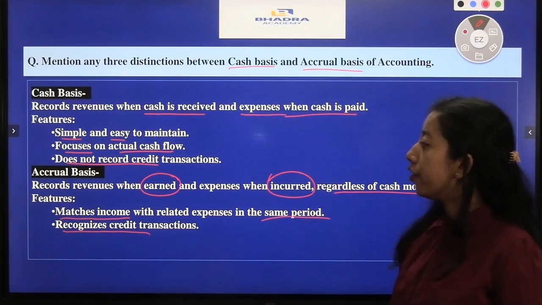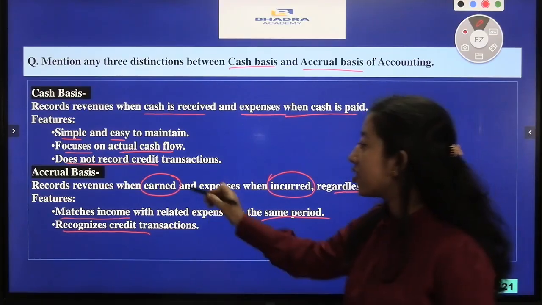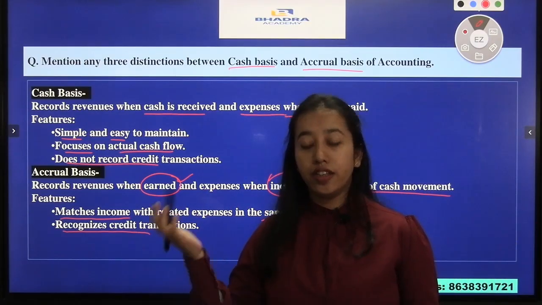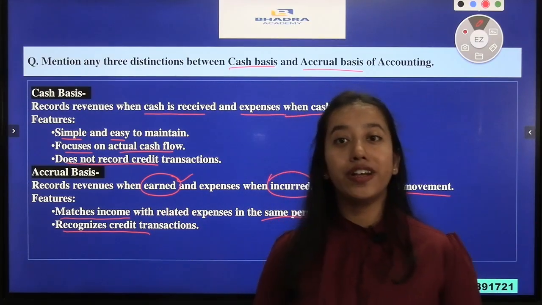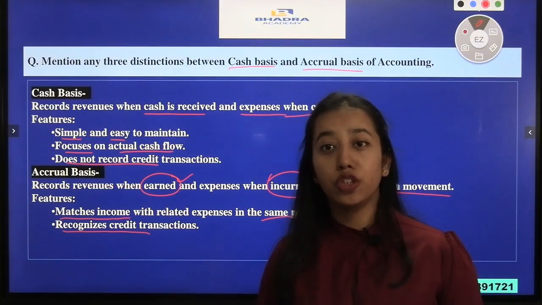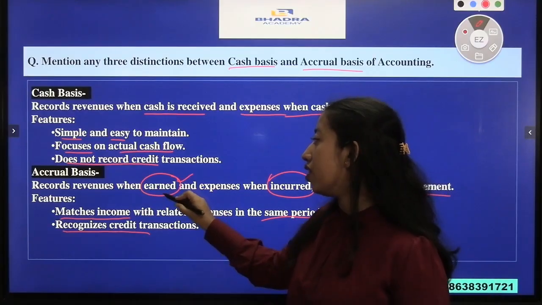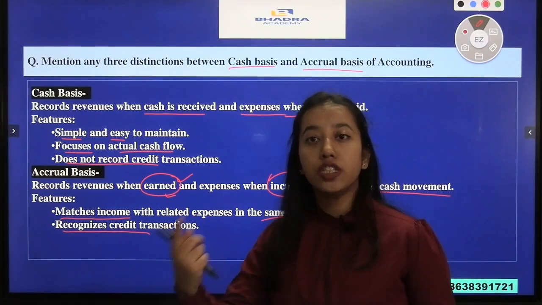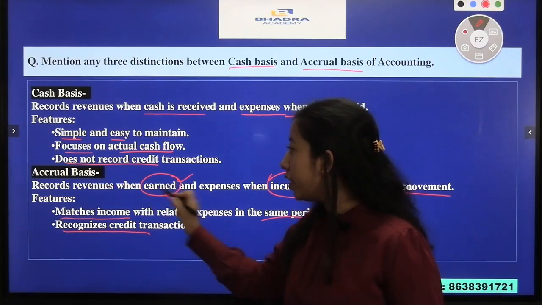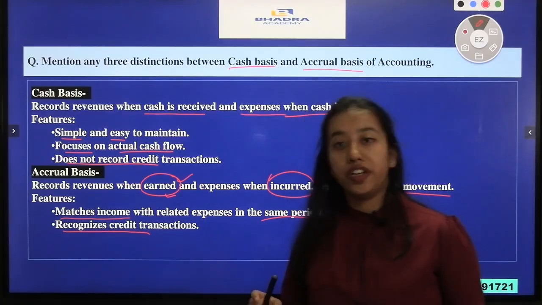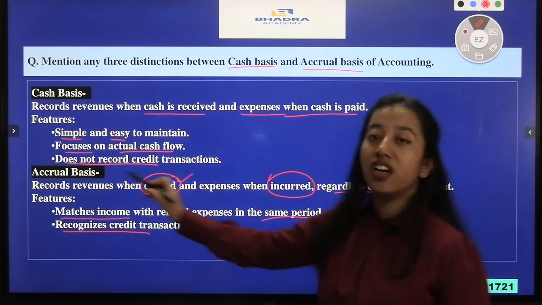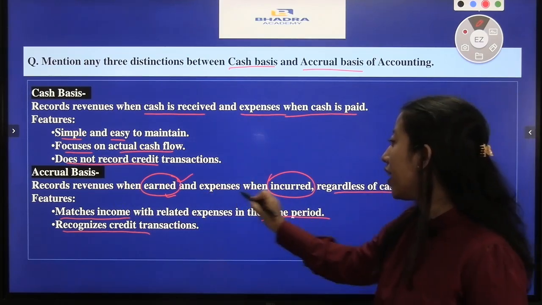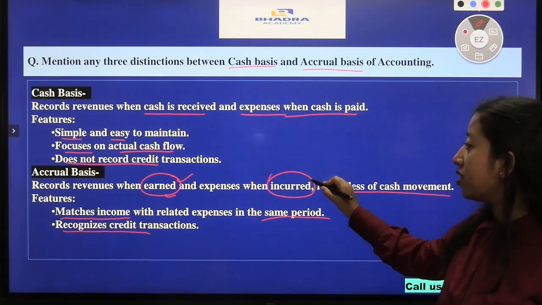As it is said, revenues will be recorded when they are earned. So if a business sells goods on credit, it will be recorded in the books. Why? Because revenue is already earned. The debtor will pay the amount, but the goods are already sold. So the revenue is already earned, so it will be recorded in the books, and that comes under the accrual basis. And recordings are made when expenses are incurred.